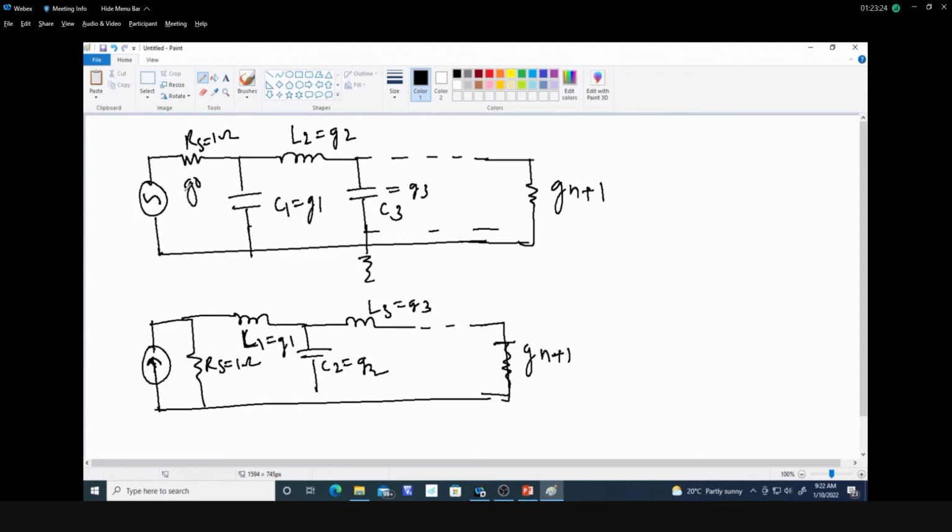Now, whatever the Rs is, 1 ohm, we take that as g0. It will be called either R0 or G0, based on whether it is series or parallel. If it is series we call it a resistance, and if it is parallel we call it a conductance. So that g0 is the generator resistance or generator conductance.